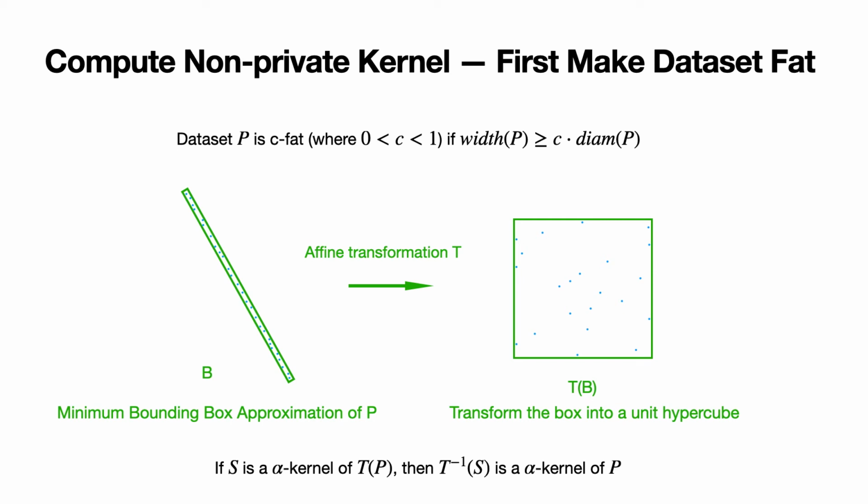And for a dataset which is not fat, we can make it into a fat one by computing its minimum bounding box B, then mapping B into the unit hypercube using an affine transformation T. Then the mapped dataset TP is fat. It can be shown that after computing the kernel of TP, we can get the kernel of P by T inverse.